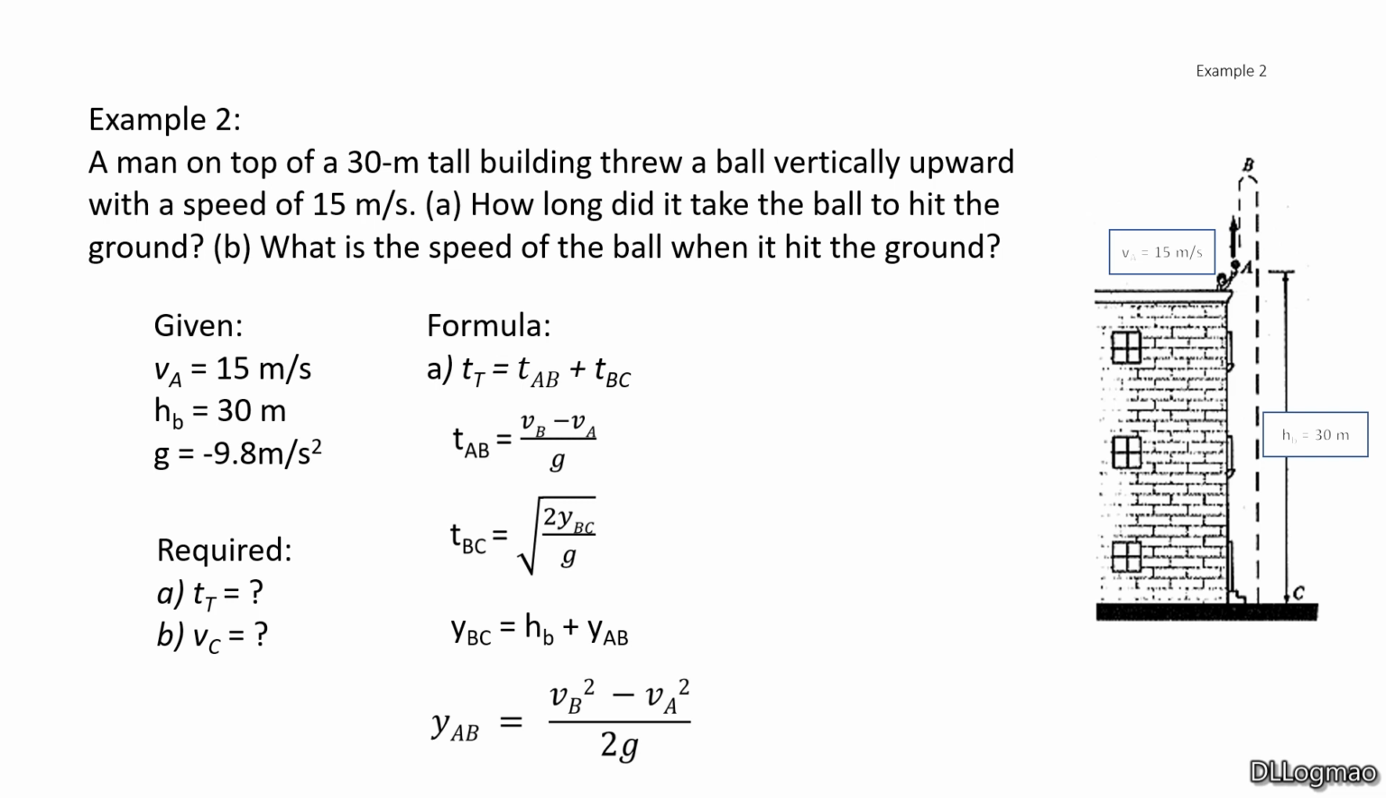To obtain the velocity of the ball when it hit the ground, V sub C, the working equation should be V sub C equals V sub A plus g times T sub T.